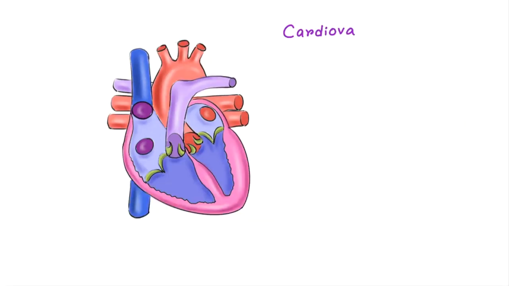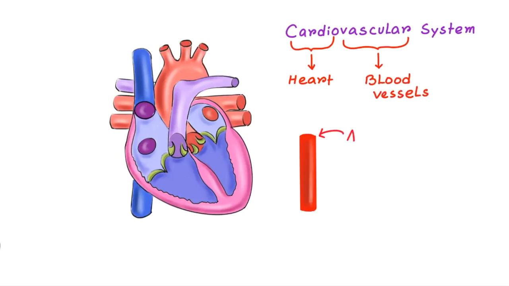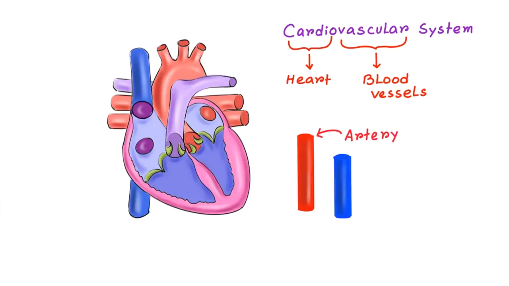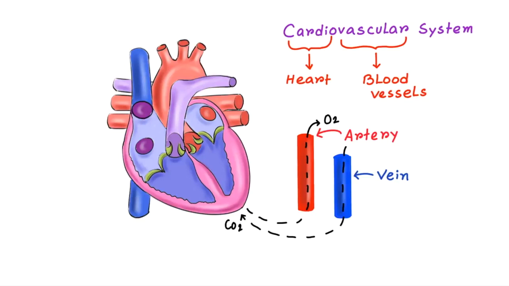Here I have drawn a simple diagram of the heart. The cardiovascular system actually has two parts. Cardio means heart and vascular means blood vessels. There are mainly two types of blood vessels, artery and vein. Vein carries deoxygenated blood towards the heart and artery carries oxygenated blood away from the heart. It's actually easy to remember because both start with A. A for artery and A for away.